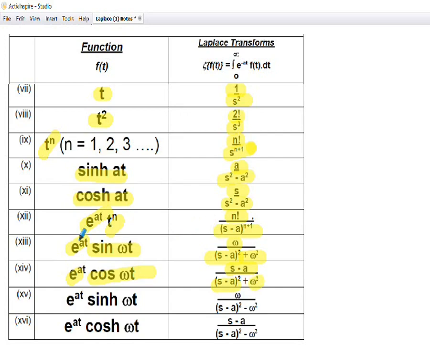And then we've got the hyperbolic functions here. We've got e to the at times sinh omega t, that goes to omega over s minus a squared minus omega squared, and finally in this table e to the at times cosh omega t, and that Laplace transform becomes s minus a over s minus a squared minus omega squared. Okay, we'll be coming back to those in the work we're going to do both in this presentation and in future presentations.